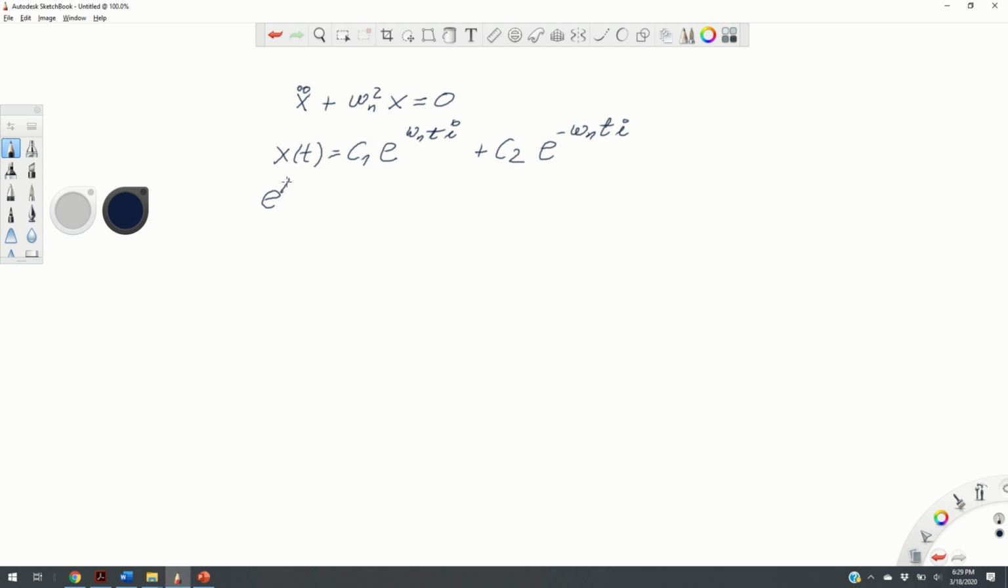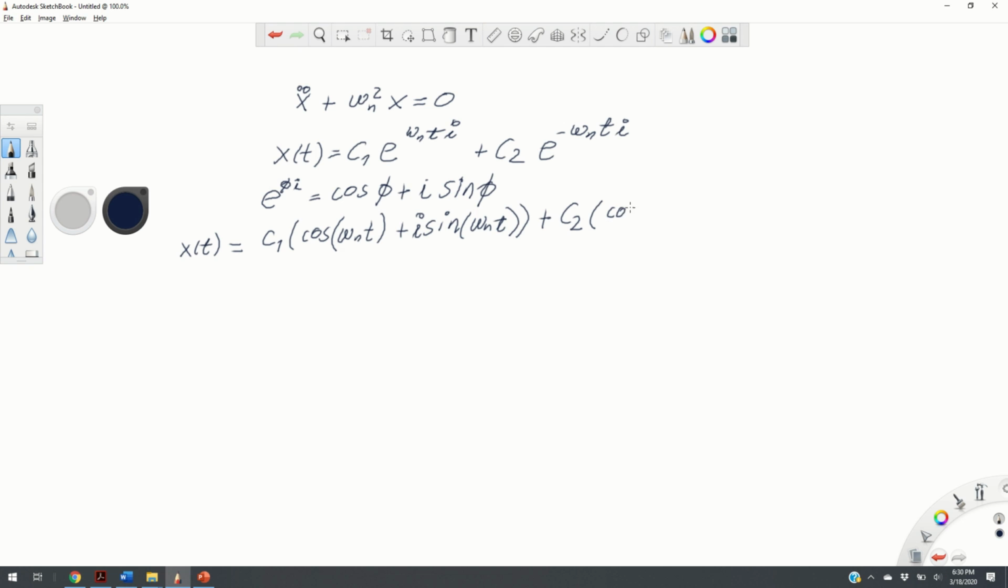In order to simplify this equation, we will use the famous Euler formula. The Euler formula is saying that e to the phi i, where phi is an arbitrary number, is equal to cosine phi plus imaginary unit times sine phi. So let us apply this formula to this equation. We can write x of t is equal to c1 multiplying cosine omega n t plus i sine omega n t. This is the first term. The second term becomes c2 times cosine of minus omega n t plus i sine of minus omega n t.